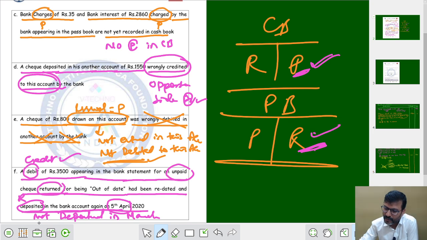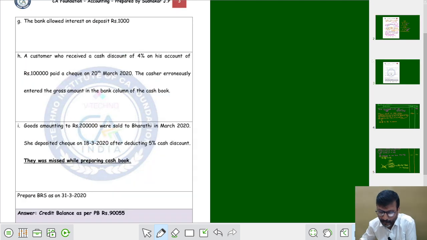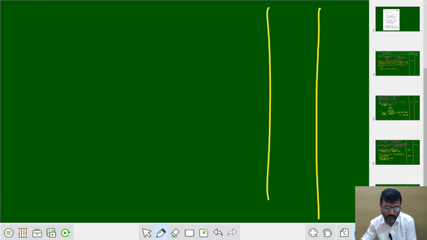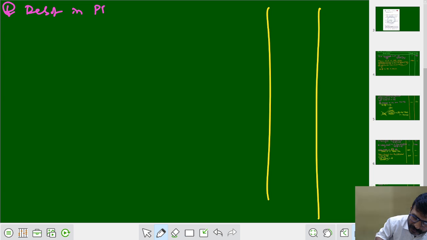So what we have to do? We have to take it in credit side. See both the angles. Debit means take it in credit side. Since deposited on 5th April, no receipt in passbook, in 31st March, no credit in passbook. So we have to take it in credit side. Let me write both the angles in a notes, like F point, right? Debit in passbook. Don't write all the things. So we have to take what side? We have to take it in credit side.